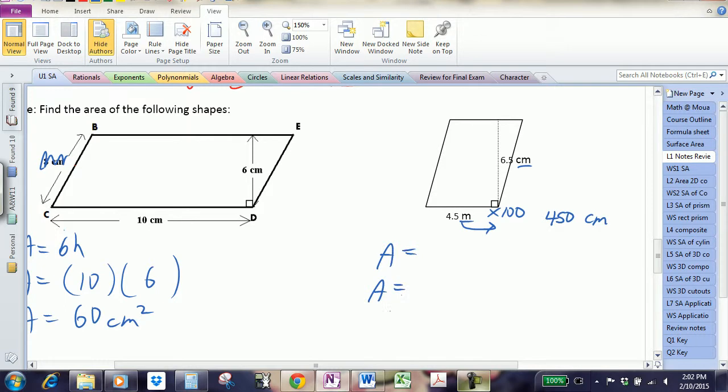Okay, go ahead. Show your work, please. 3 steps. Formula, substitute, solve.